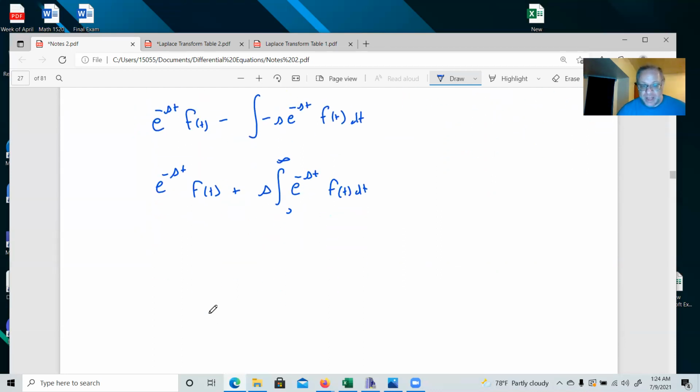Then we have to evaluate. So let's go ahead and take our limit. I'm going to use a capital T for the limit as t goes off to infinity. So we have e to the negative sT f of T, minus e to the negative s times 0, f of 0. That's this piece right here. Plus s.